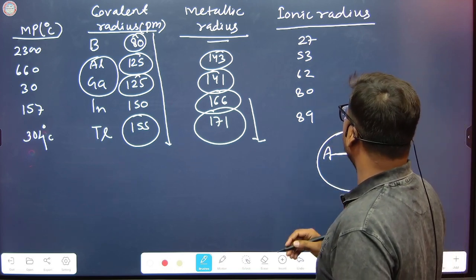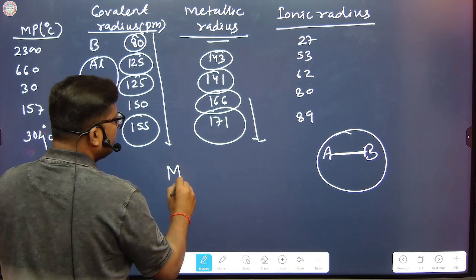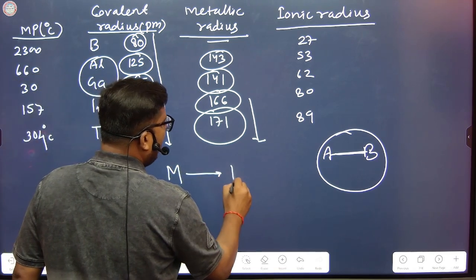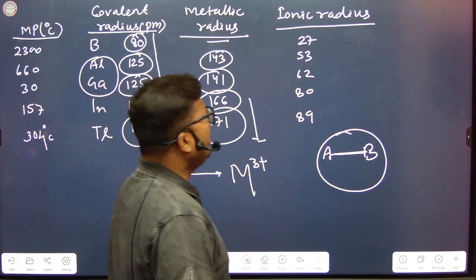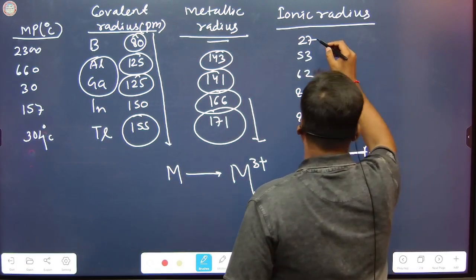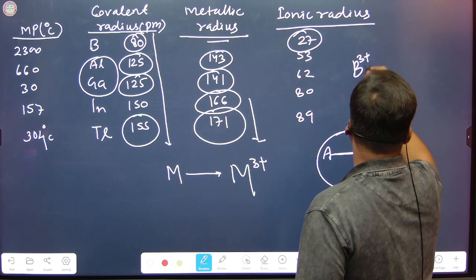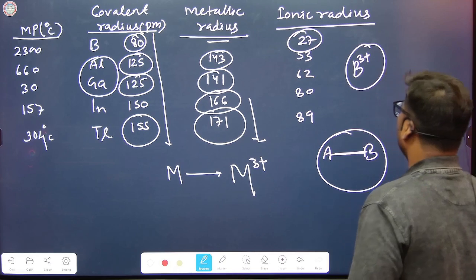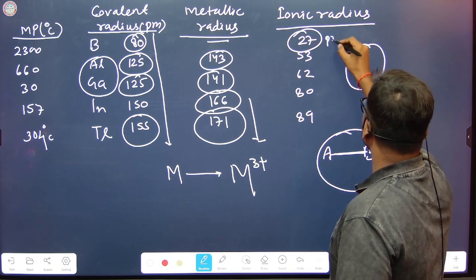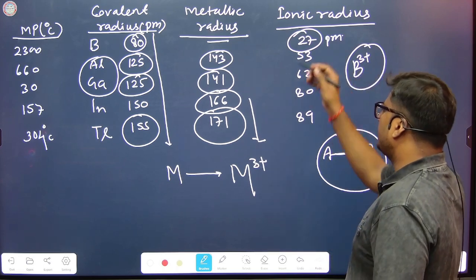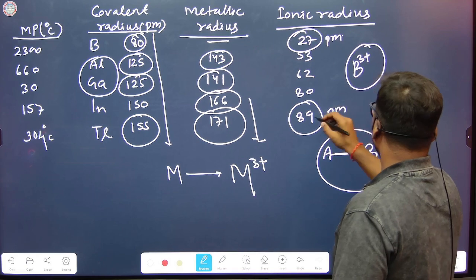If you talk about the ionic radius, suppose M stands for the element, they all exist as M3+. So the ionic radius means the size of the cation. B3+, which is still unstable, has an ionic radius of 27 picometers, and the last member of this group, thallium, has the largest ionic radius, that is 89 picometers.